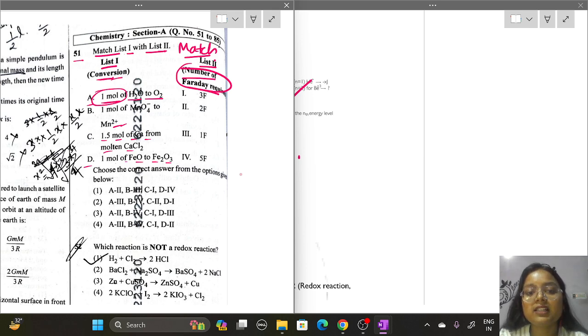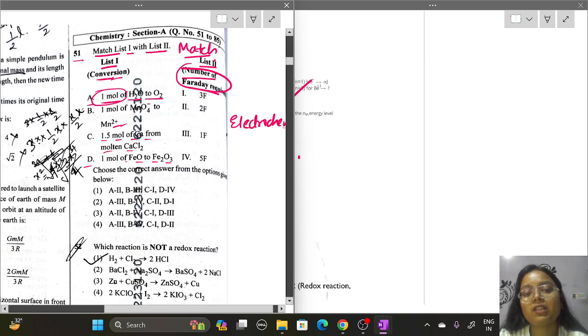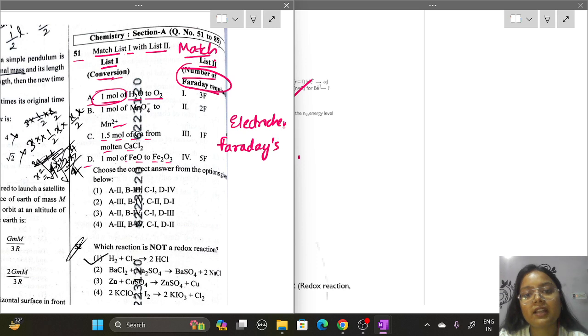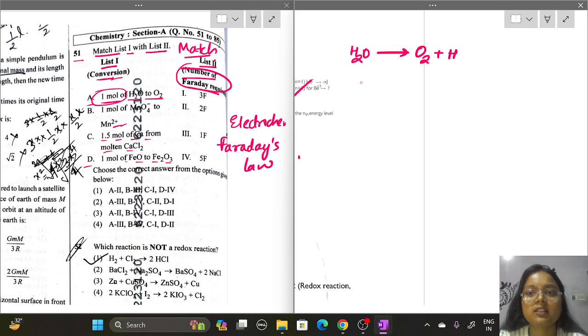So which topic is it from? It is from electrochemistry, and the subtopic is Faraday's law. So let us try to calculate using Faraday's law. First one: 1 mole of H2O to O2. So H2O needs to be converted to O2 plus 4H plus and 4 electrons, like this.